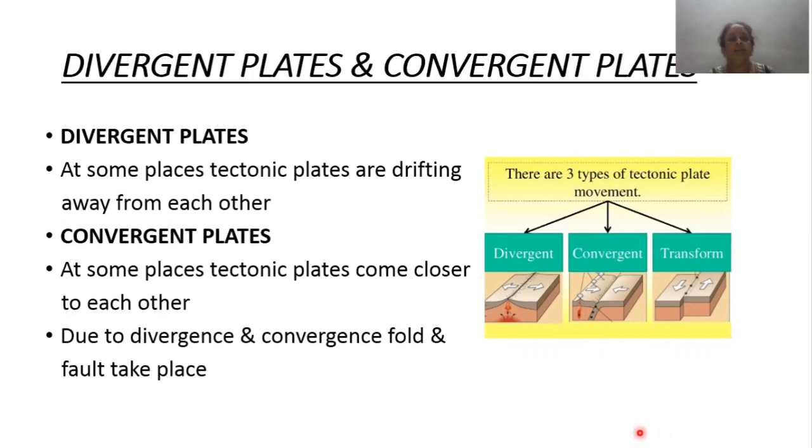So what is meant by divergent? At some places, tectonic plates are moving in the opposite way, drifting away from each other. That is divergent plates. Because of that divergence, what occurs? Fold occurs. And what is meant by convergent plates? At some places, tectonic plates are coming closer to each other. And because of this convergence, what happens? Faults take place. Means cracks are formed. That means a fracture of the zone or fracture between two rocks occurs.